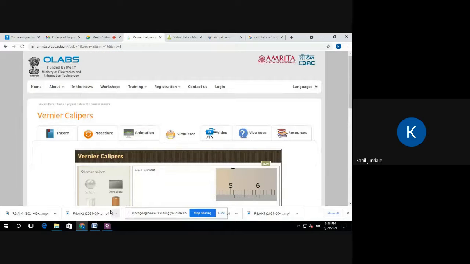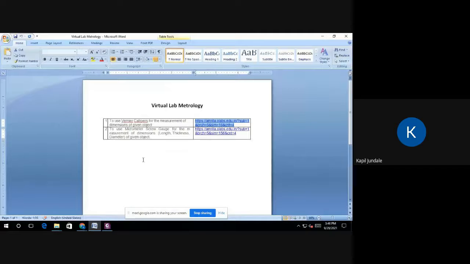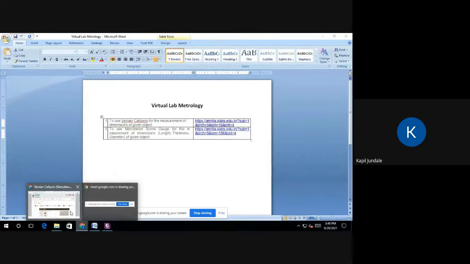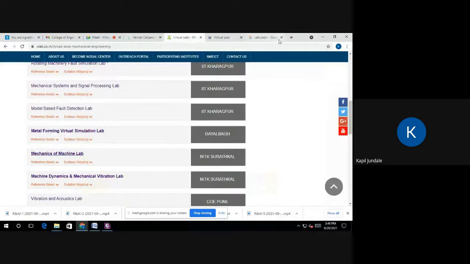Similarly, one more lab with us: the use of micrometer screw gauge. Now we will learn how to use the micrometer. I hope you understood this one. Now we will move to the next one.